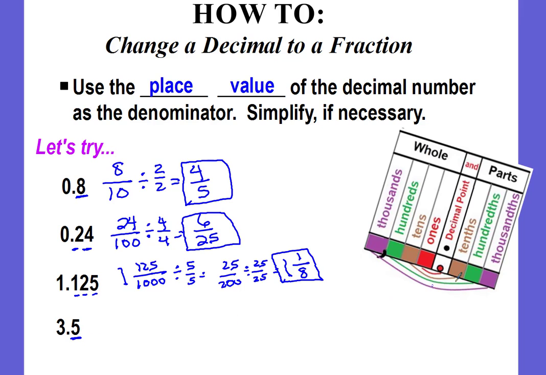1 decimal place value means it is in the tenths place. 3 and 5/10. 3 is your whole number, 5 and 10 is your denominator. Simplify. You should know that 5 over 10 simplifies to 1/2, so it's 3 and 1/2. And that's all there is to it. So let's do some examples.